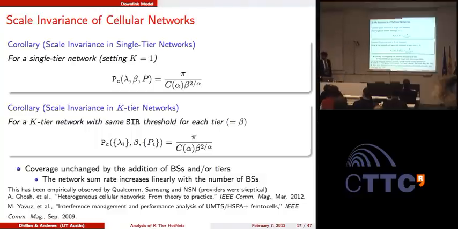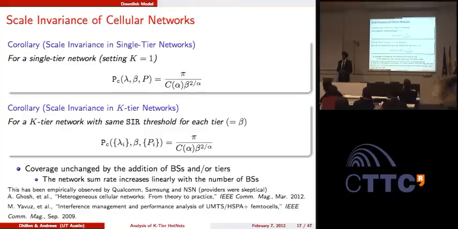Sorry, can I ask a question? I'm trying to understand this first corollary, scale invariance in single-tier networks and k-tier networks. Do you mean that by adding femtocells on top of macro, the coverage probability is not going to change? Yes, that's what I mean, at least in this model. That's why I had a discussion with you.